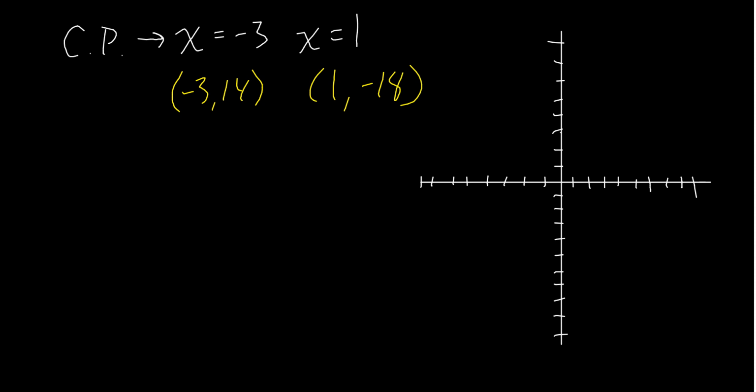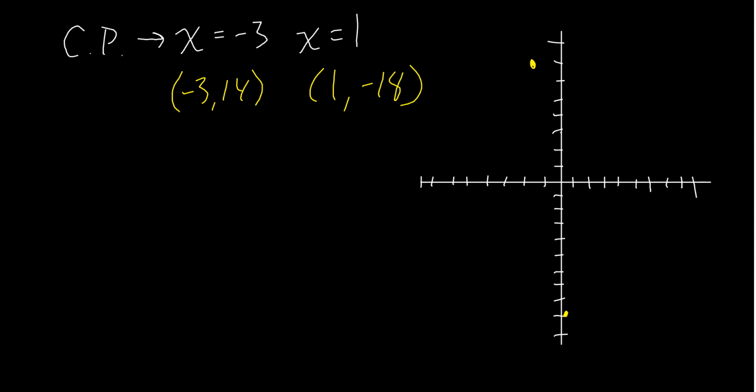Okay. So let's go ahead and plot these. So -3, 14. If I go over here, again, this is -2, so I'm going to go in between, and then to +14. So we go 2, 4, 6, 8, 10, 12, 14. So about right here. And then at +1 and -18. So that's going to be 2, 4, 6, 8, 10, 12, 14, 16, 18. About right here. Hopefully. All right.